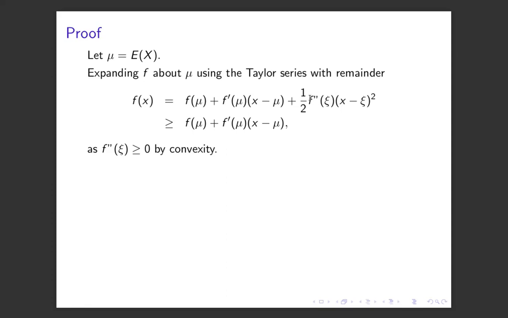And since this is a twice differentiable convex function, this term is greater than or equal to 0. So we have this. Since this happens for every value of little x in the interval, you can replace it by X, that is, f of X at omega for every omega is greater than or equal to f of mu plus f prime at mu times X of omega minus mu.